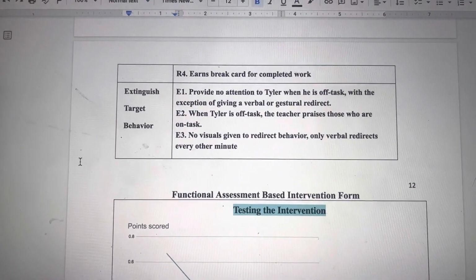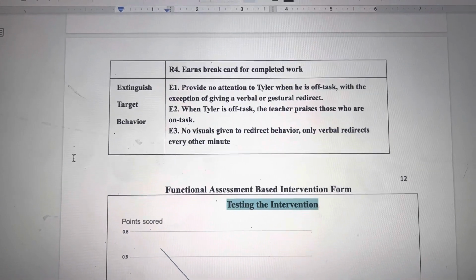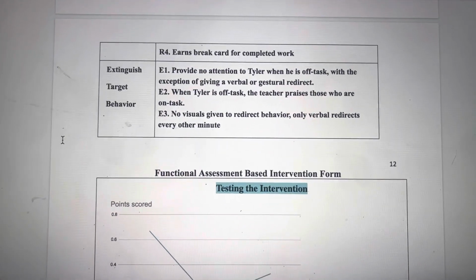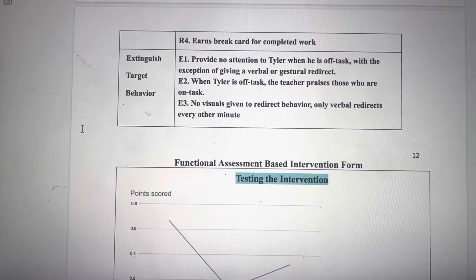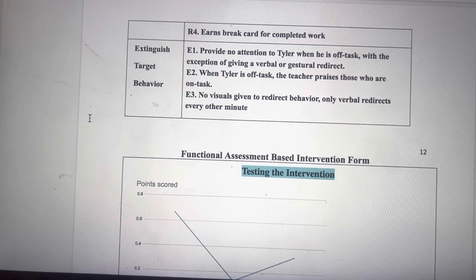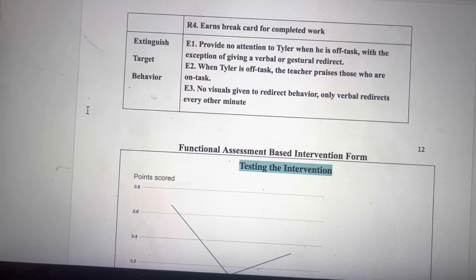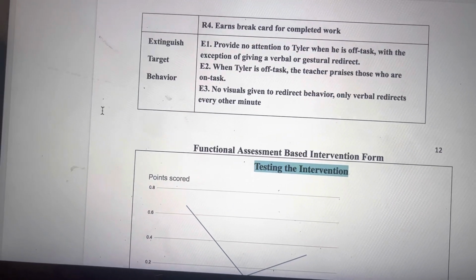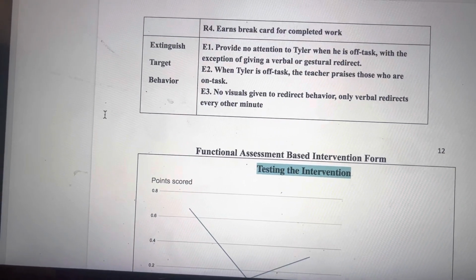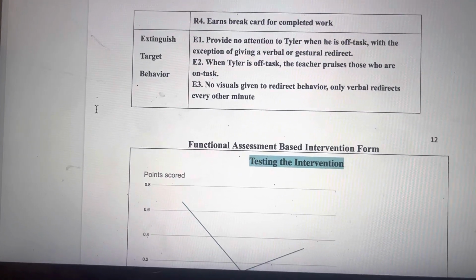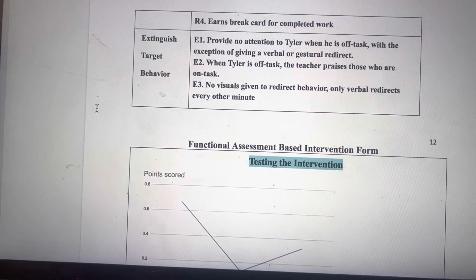To extinguish the target behavior, we're going to provide no attention when he's off task, with the exception of giving a good verbal or gestural redirect. The teachers are going to give him praise when he is on task. Visuals are not given to redirect behavior, only verbal redirects every other minute.